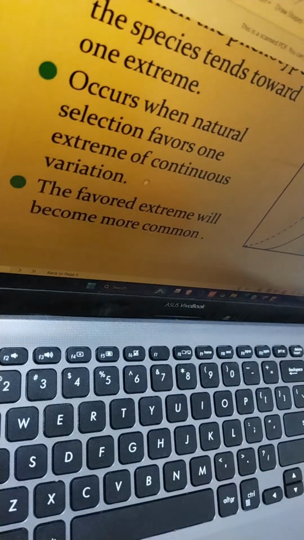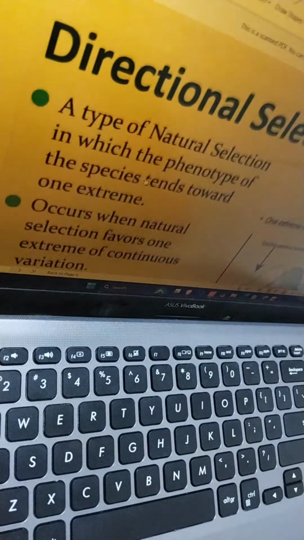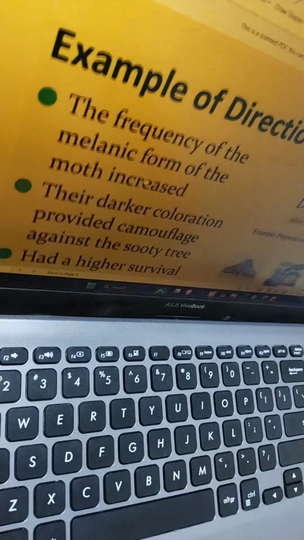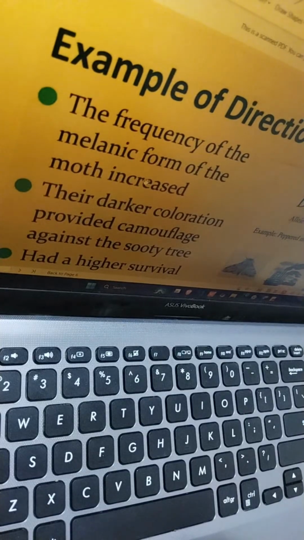Directional selection occurs when natural selection favors one extreme of continuous variation. The favored extreme will become more common. Okay. Now, an example of directional selection.